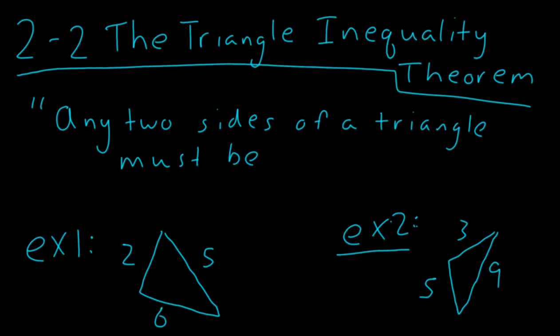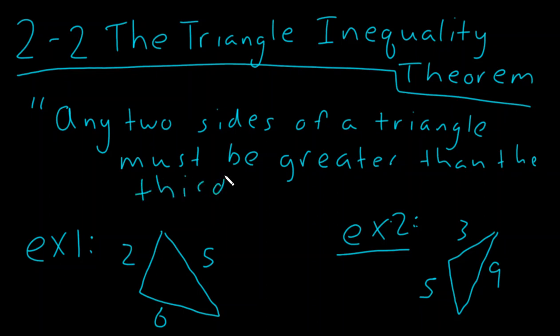Okay, here we have 2-2, the triangle inequality theorem. Now this says any two sides of a triangle must be greater, and guys, I want you to write this down, greater than the third. So everybody should be writing down the triangle inequality theorem, that any two sides of a triangle must be greater than the third. Now what do we mean by that? Well, let's go ahead and take a look here.